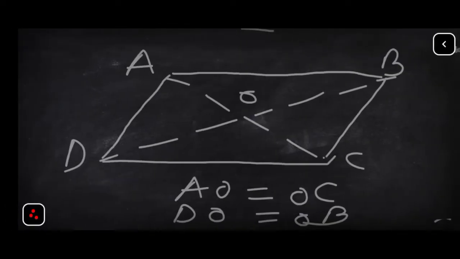And the third one is that the diagonals of a parallelogram bisect each other. So this is a parallelogram and there are diagonals AC and DB. They are intersecting at O and they are bisecting each other. That means AO is equal to OC and DO is equal to OB.